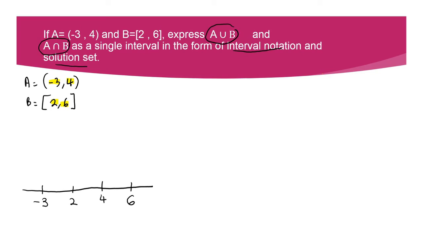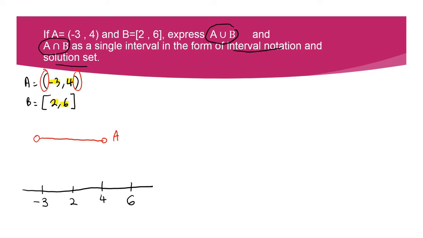Now I can start to draw my number line A. So at A, I have -3 and 4. So I have 2 points at -3 and 4. These 2 points are open points because my brackets here are open. So now they are open points. I can connect these 2 points. So I name this number line A.